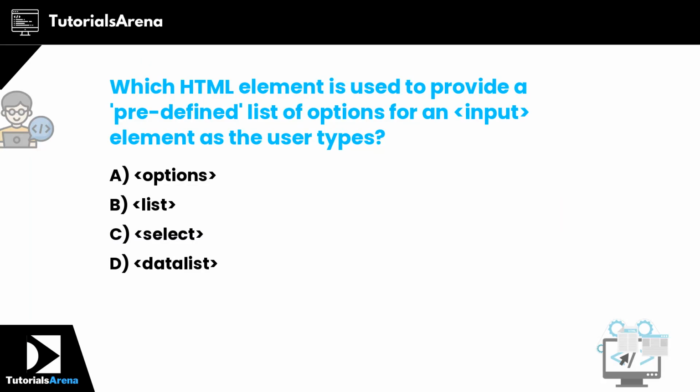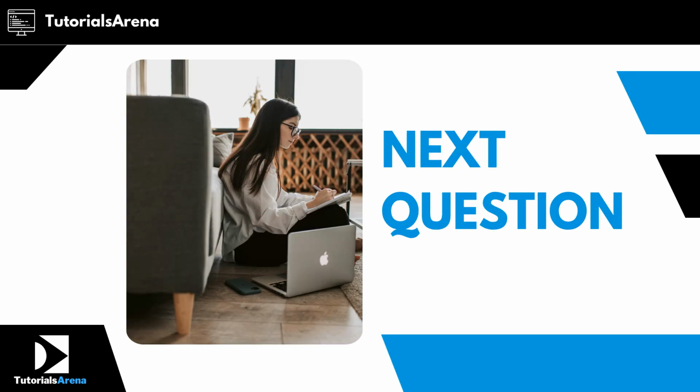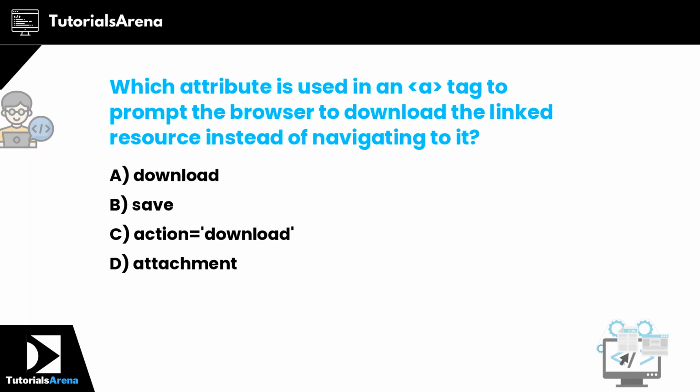Which HTML element is used to provide a predefined list of options for an input element as the user types? The correct answer is option D, datalist. Which attribute is used in an A tag to prompt the browser to download the linked resource instead of navigating to it? The correct answer is option A, download.